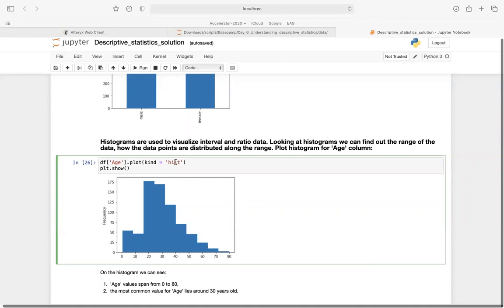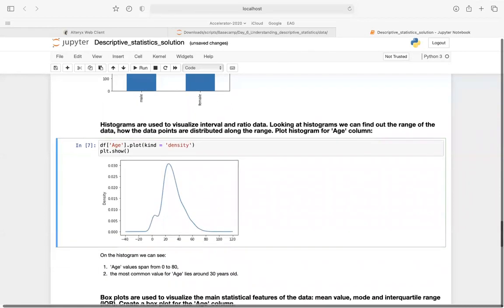Prathamesh says density plots are better. Let's try that. Yep, you can even do that. No problem, no worries with that as well.